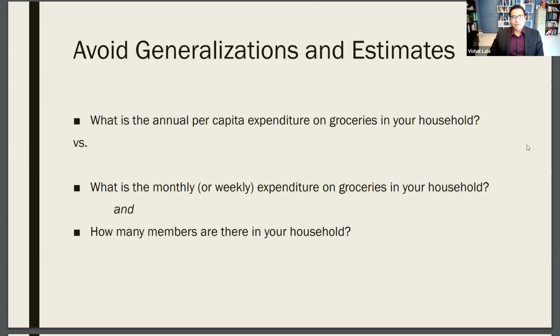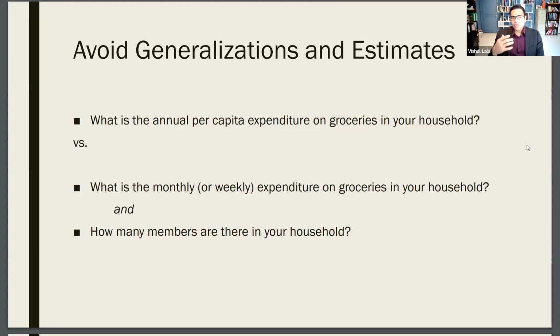Going on, avoid generalizations and estimates. So what is the annual per capita expenditure on groceries in your household? A lot of big words there. Economists talk a lot about per capita and annual, but most people don't. Most people can't think about how much they'll spend per person per year on groceries.